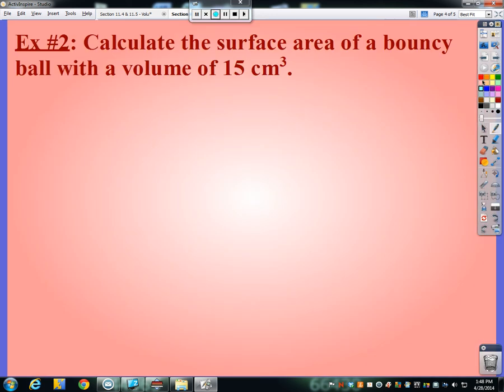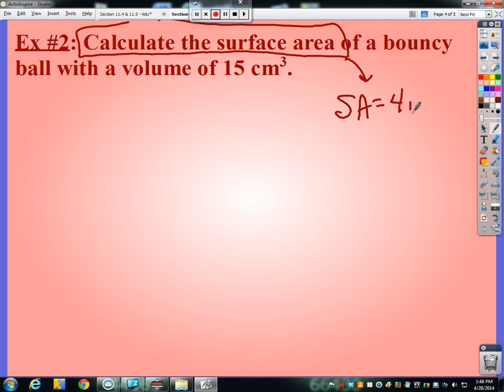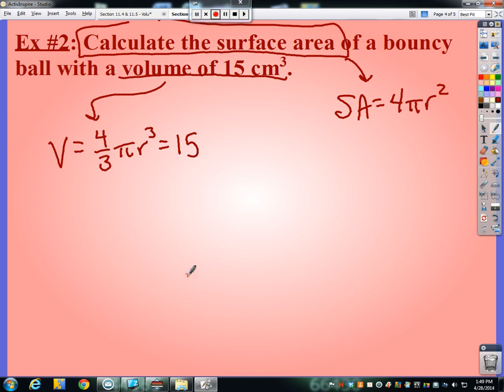The second problem we're going to do together also talks about something that you probably haven't used before in your calculator, which is fine. This particular one says calculate the surface area of a bouncy ball with a volume of 15 cubic centimeters. So we want to know surface area. The surface area of a sphere is 4 pi r squared. But we know the volume, which is 4/3 pi r cubed, we already know it's equal to 15.